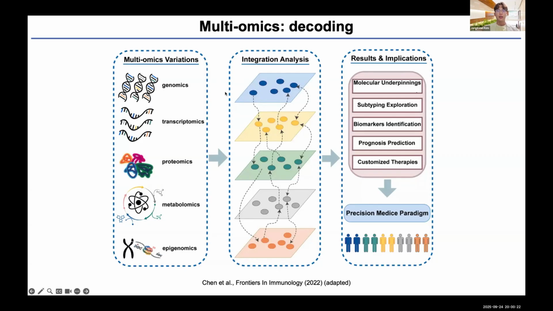In addition, these days we are doing multi-omics, which is connecting the different layers of molecules to understand the molecular underpinning. For example, if there are different types of disease, we could use that to subtype the disease or find a biomarker. If one of the patients has this biomarker, we can use a specific therapy. So multi-omics is basically a tool to decode biological phenomena.